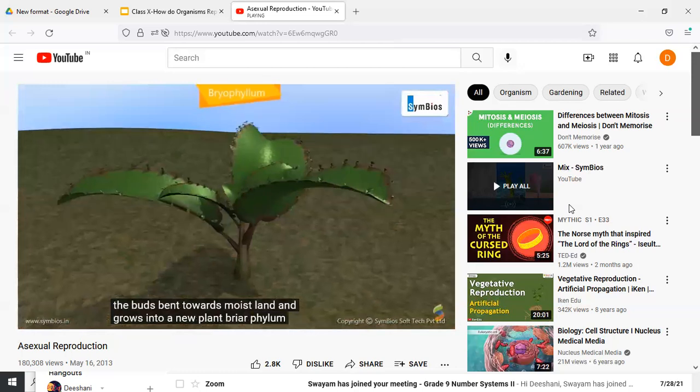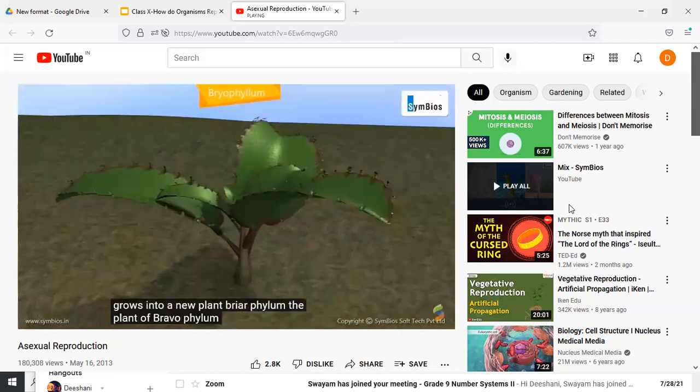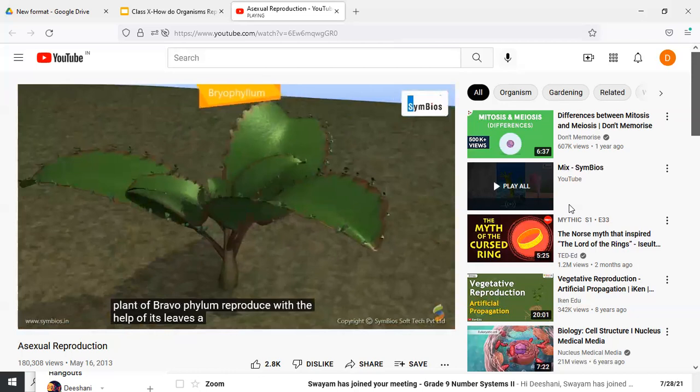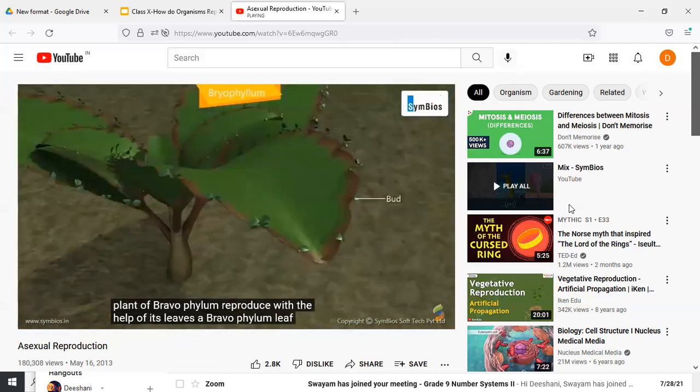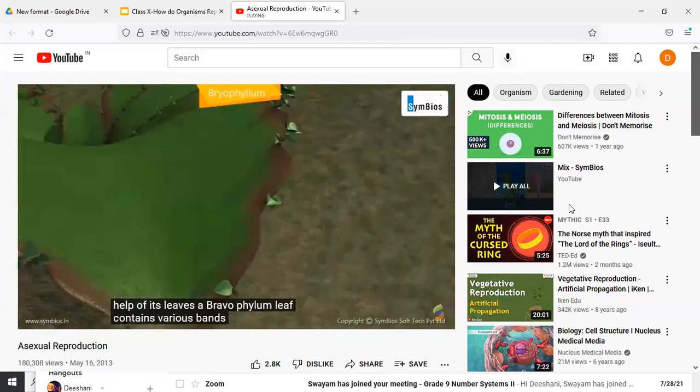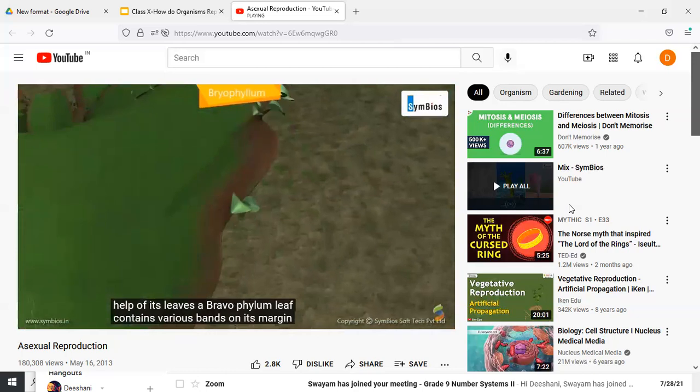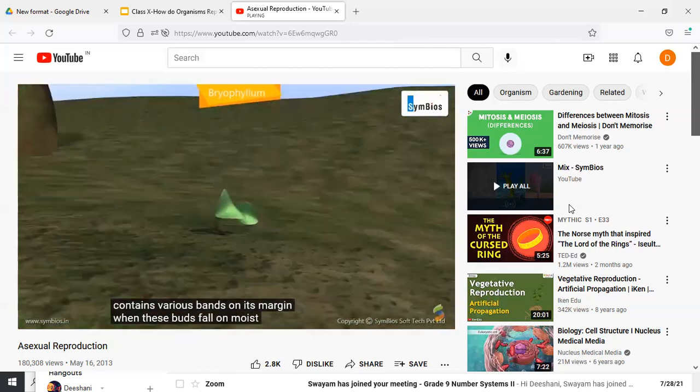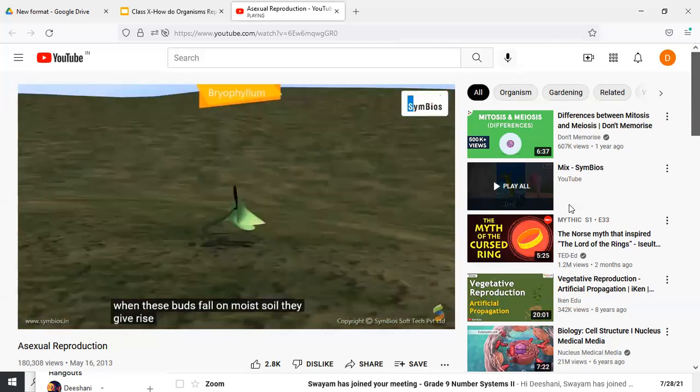Bryophyllum. The plant of bryophyllum reproduces with the help of its leaves. A bryophyllum leaf contains various buds on its margin. When these buds fall on moist soil, they give rise to new plants.